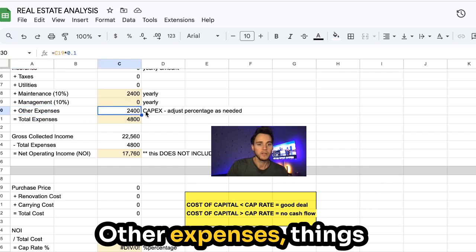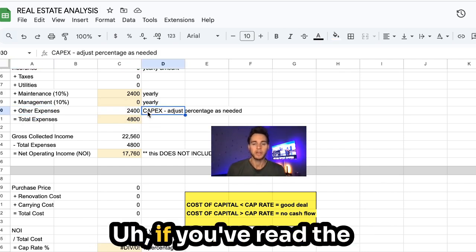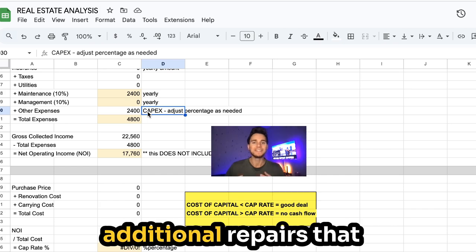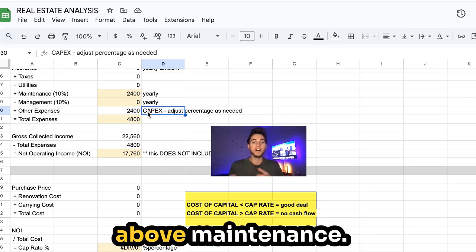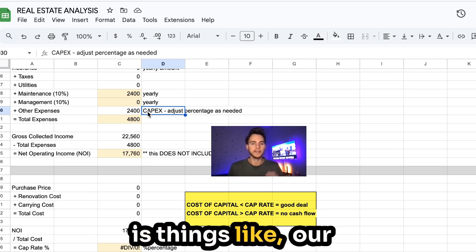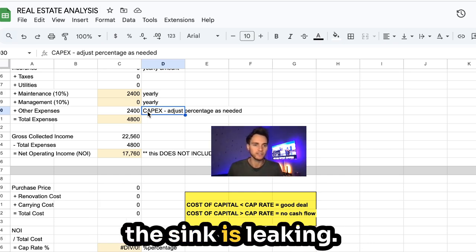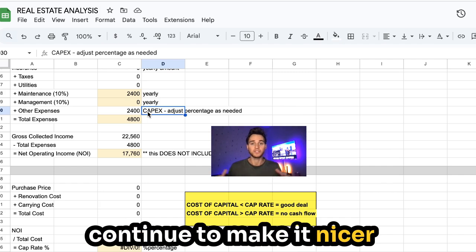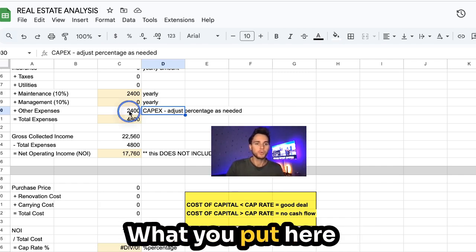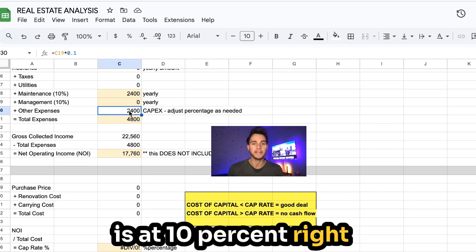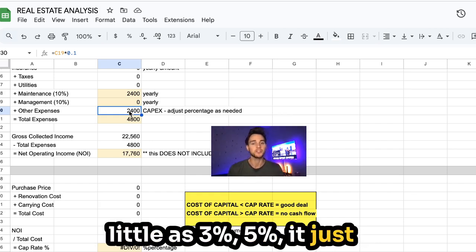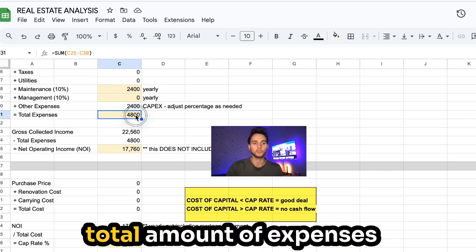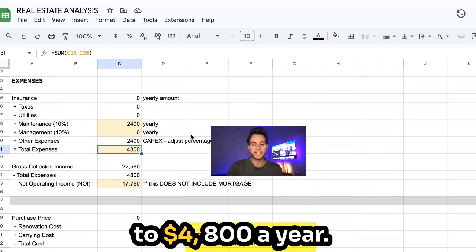Other expenses, things like capital expenditure. If you've read the guide or you've gone through it, then you know what capital expenditure is, but it's going to be additional repairs that you do to the property above maintenance. While maintenance is things like our toilet's clogged, the sink is leaking, your capital expenditure is going to be improvements that you make to the property to continue to make it nicer and better along the way. What you put here really just depends. This is at 10% right now, but you can do as little as 3%, 5%. It just depends on the age of the property and your overall investing goals and plans. And this would bring a total amount of expenses to $4,800 a year.